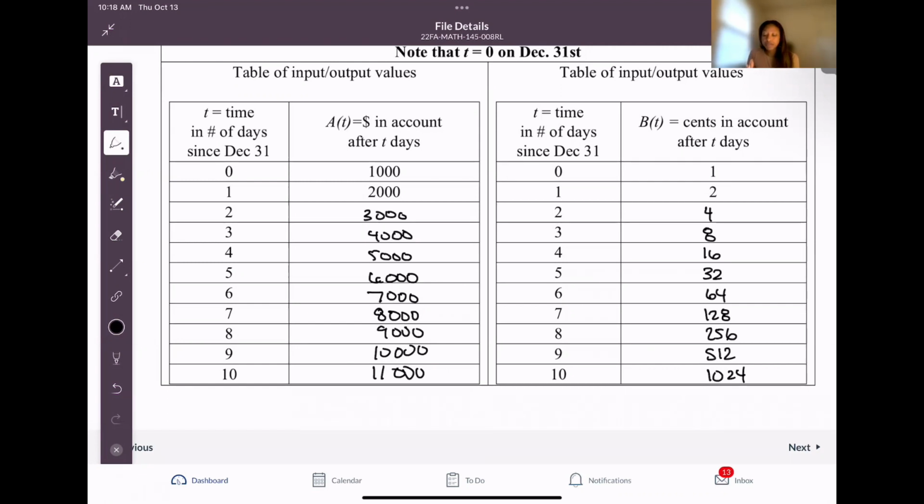Now let's be clear. Again, this is in terms of cents. So that 1,024 is really $10.24. So after 10 days, with option A, you'll end up with $11,000, but with option B, you'll only end up with $10.24. All right, so at this point, it's looking like option A is better, but remember, we have to do this all the way until the end of the month.